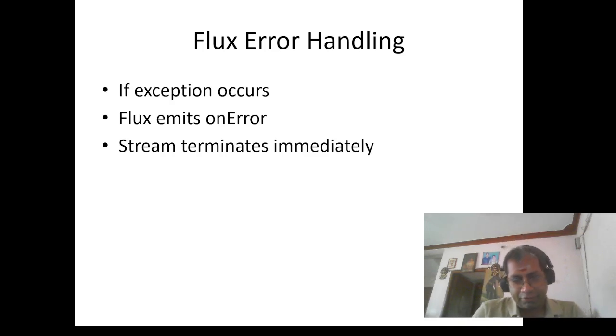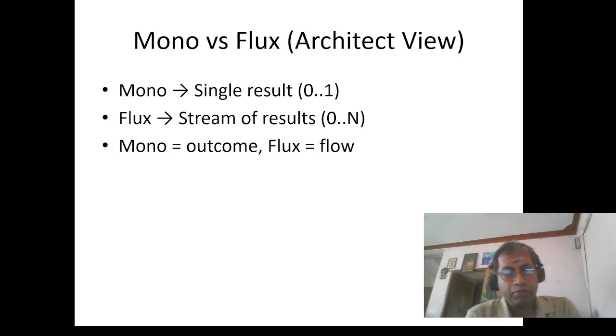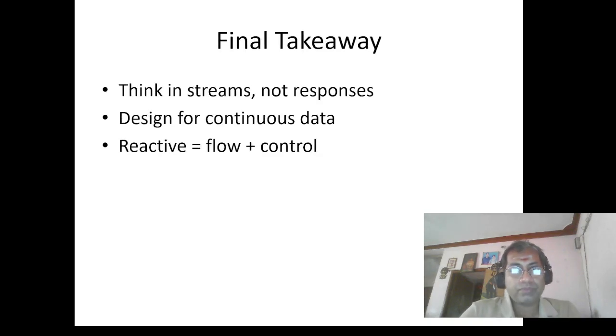So here is the key difference. Mono represents an outcome, Flux represents a flow. One is about a single result and the other is about continuous data. If you remember one thing, don't think in terms of request and response. Think in terms of stream, because in modern systems, data doesn't come once, it flows.